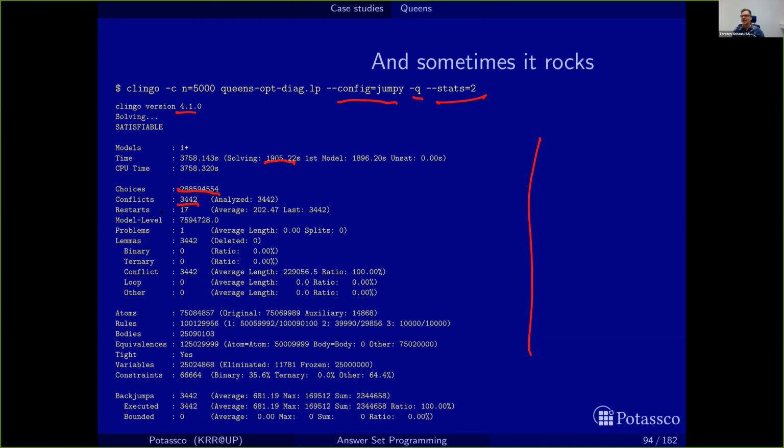And here you see actually that a lot of choices just work. There's not so much search going on, right? Because it made a lot of choices, but it had only 3,400 conflicts. And what is also interesting, when it read, it had originally, let's say, 75 million atoms and 100 million rules. But after equivalence processing, things boiled down to 66,000 constraints and only 25 million variables. Anyway, so just to show you a little bit what is happening and how far one can go with it.